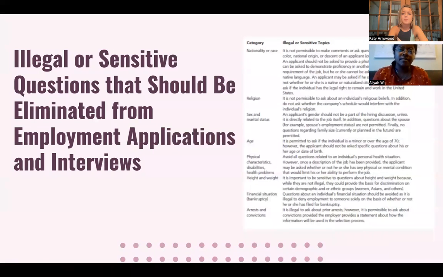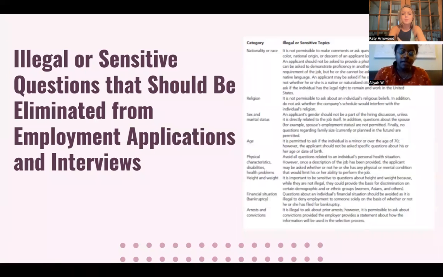Also, do not ask about their sex or marital status. You do not want to ask what their gender is, what their spouse's gender is, and also what their future plans are for family. When it comes to age, do not ask what their age is unless they are a minor or considered a senior citizen over the age of 70.